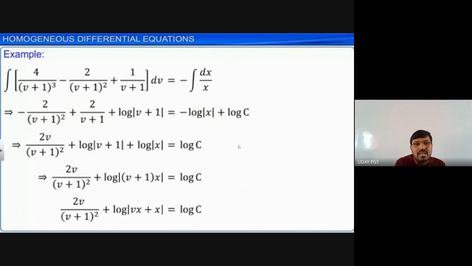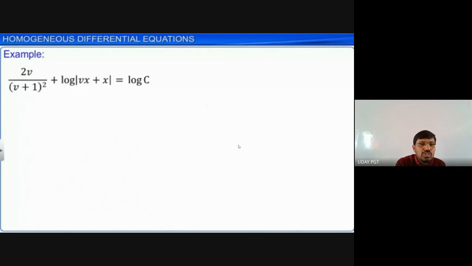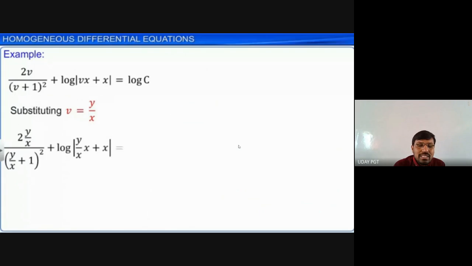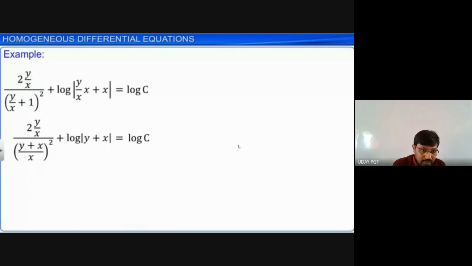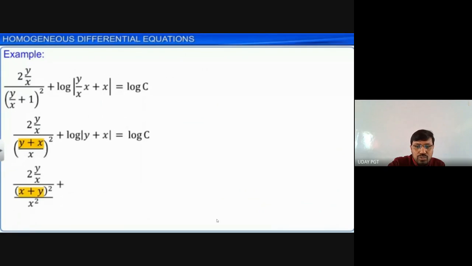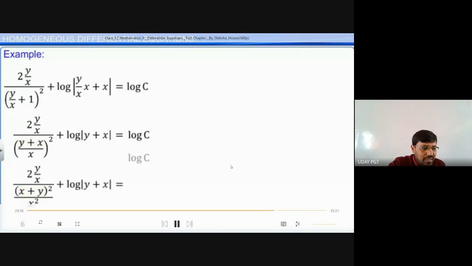The solutions may be a little bit lengthy, but when you resubstitute y by x in place of v, we get the required solution of the differential equation. This is the method of finding the solution for the given differential equation.